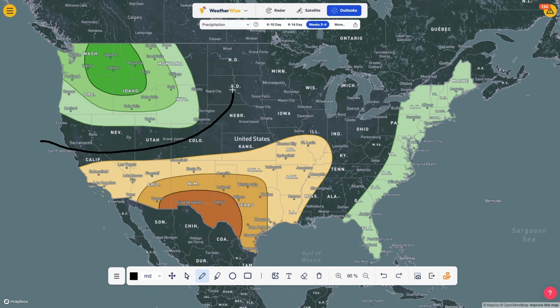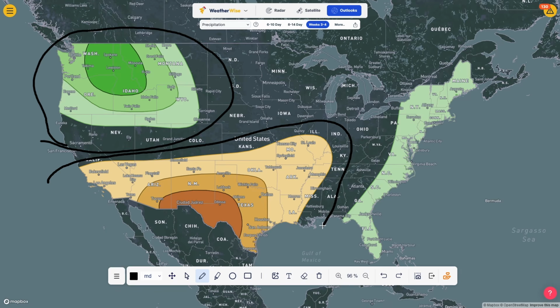And also above average precipitation is expected into the northwestern U.S. for that 3 to 4 week range, and below average precipitation is expected into parts of the Midwest and South Central United States, and also the southwestern United States, again for that 3 to 4 week range.